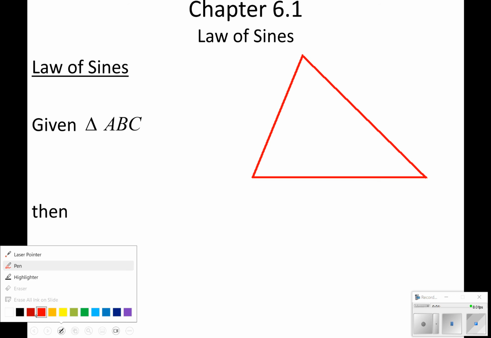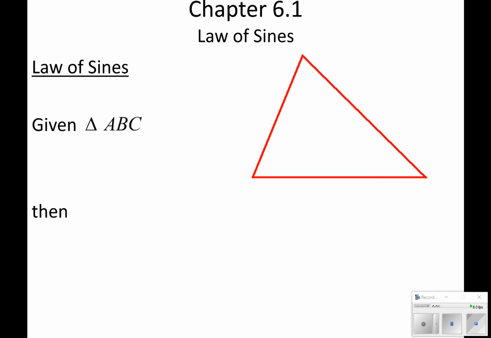Go ahead, and if you haven't yet, draw a triangle that's not a right triangle, so no 90-degree angle, and label it triangle ABC. You can label it any way you want, and you always want to start with labeling the vertices, or the corners, of the triangle. So I'll go with A right here, capital A, then capital B, and capital C.